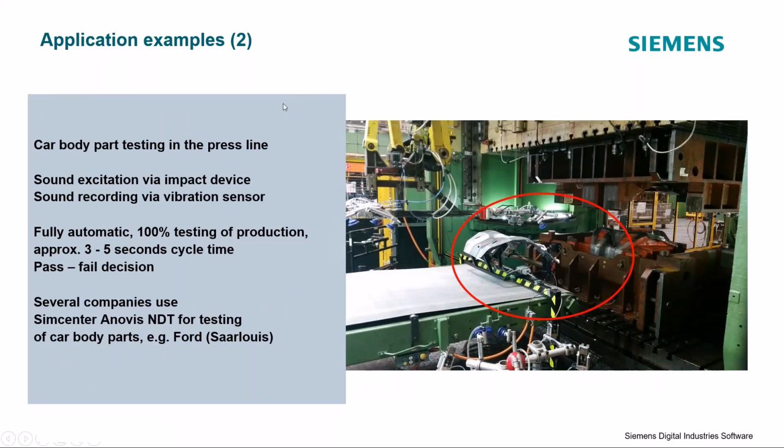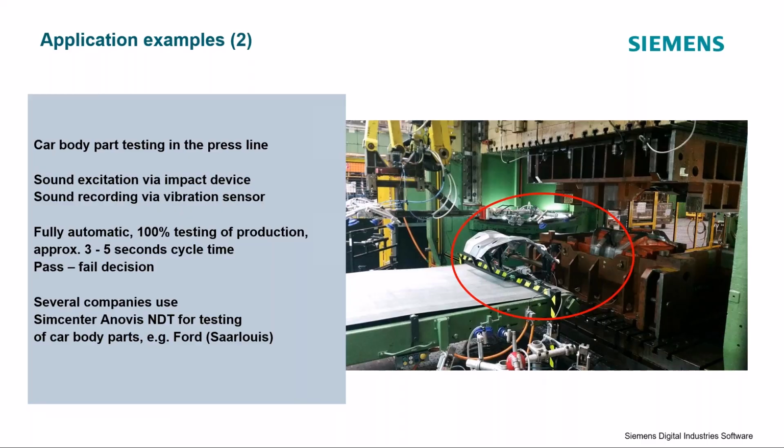It's car body part testing in the press line. There, again, we hit the part with the impact device. Well, it can be configured. Different voltages can be applied to the acceleration magnet. And for testing car body parts, we hit them not so tenderly, but we want to get a proper signal out of them, and you won't see anything at the surface.